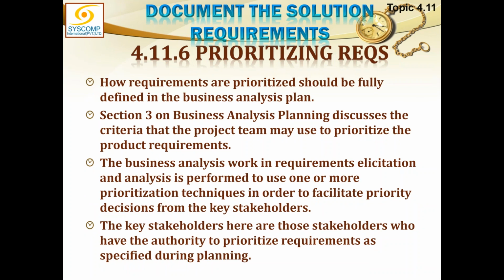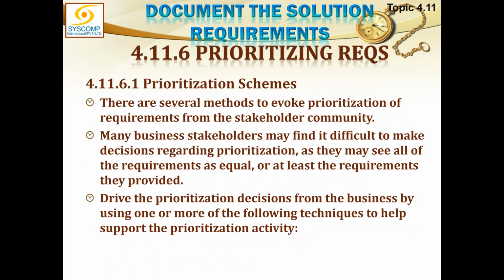How requirements are prioritized should be fully defined in the business analysis plan. Section 3 on business analysis planning discusses the criteria that the project team may use to prioritize the product requirements. The business analysis work in requirements elicitation and analysis is performed to use one or more prioritization techniques in order to facilitate priority decisions from the key stakeholders. The key stakeholders here are those stakeholders who have the authority to prioritize requirements as specified during planning.